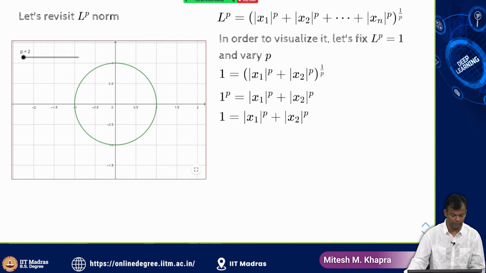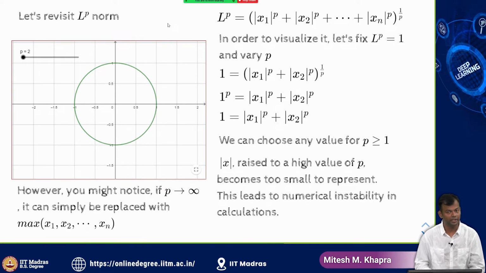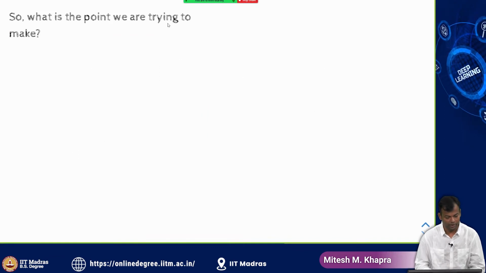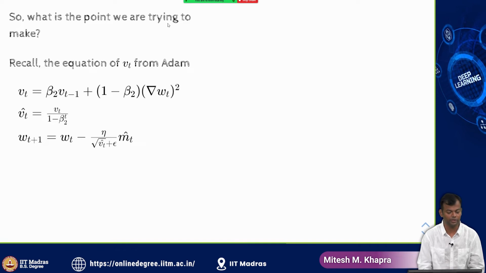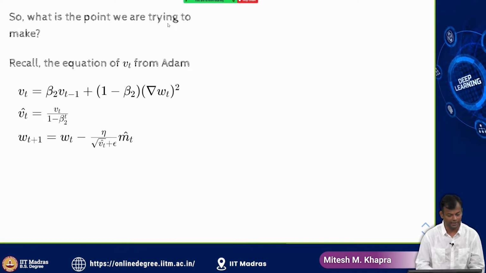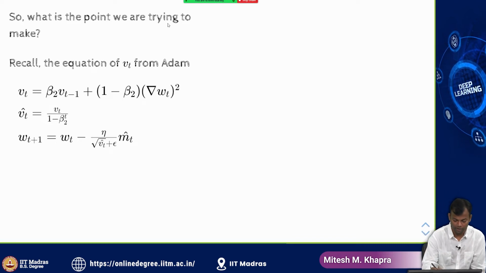Okay, so now we understand about Lp norms in general, and we understand about L infinity, which is just taking the maximum value, right? Now, what is the point that we are trying to make here? So recall the equation of Vt. This was the equation of Vt that we had, and this was, as we had seen, equivalent to doing beta.